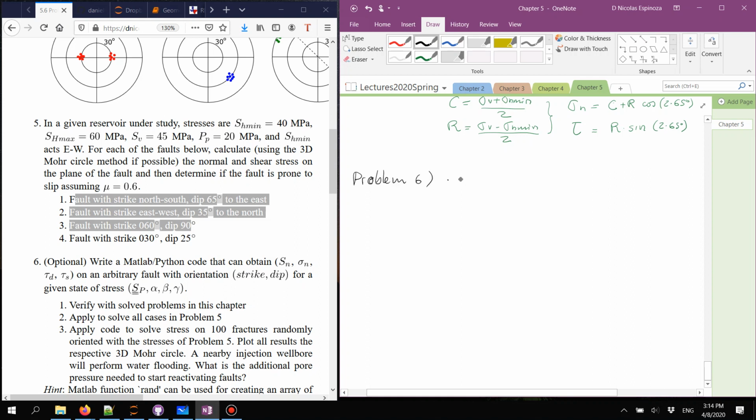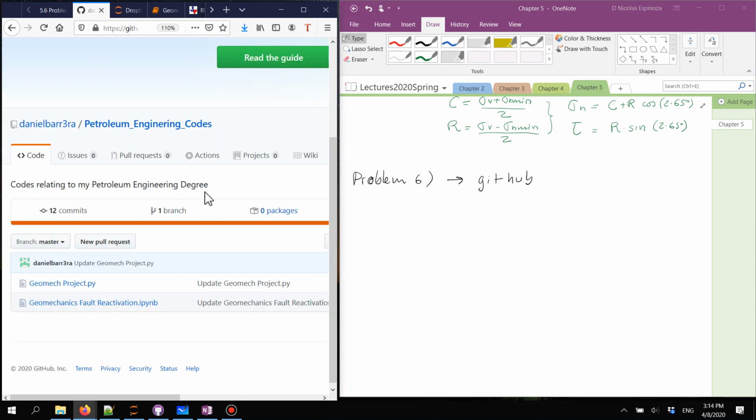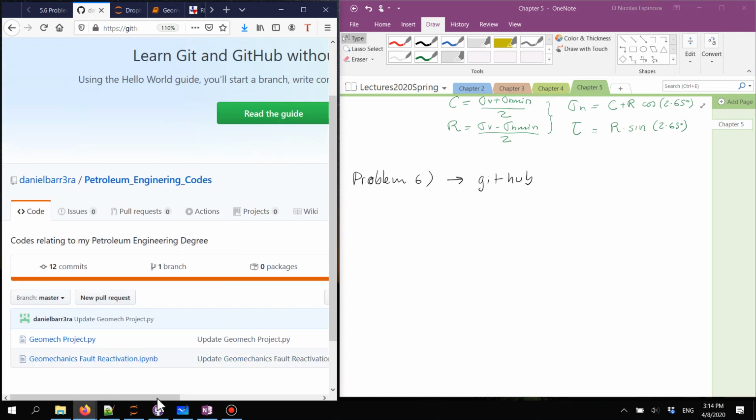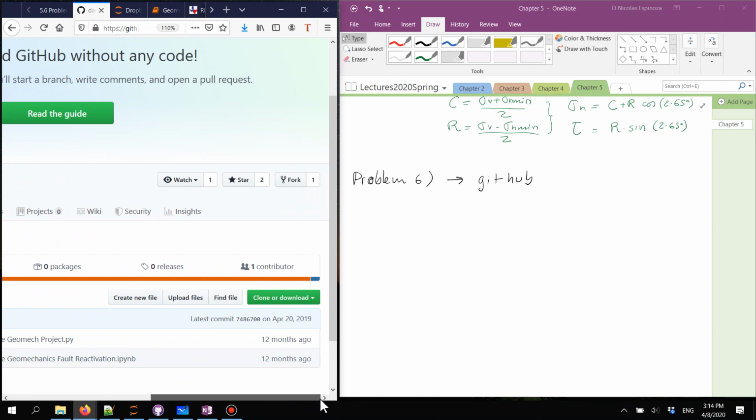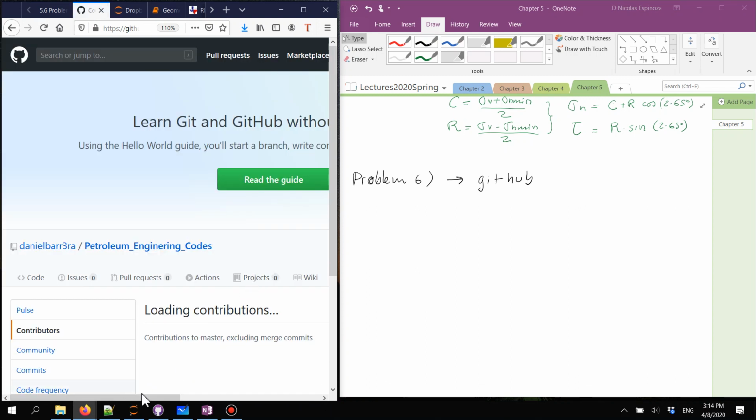This is optional. And if you wanted to solve that, what I recommend is that you check the GitHub code from Daniel Barrera. Let's see, let's look at his ID. Where is that?